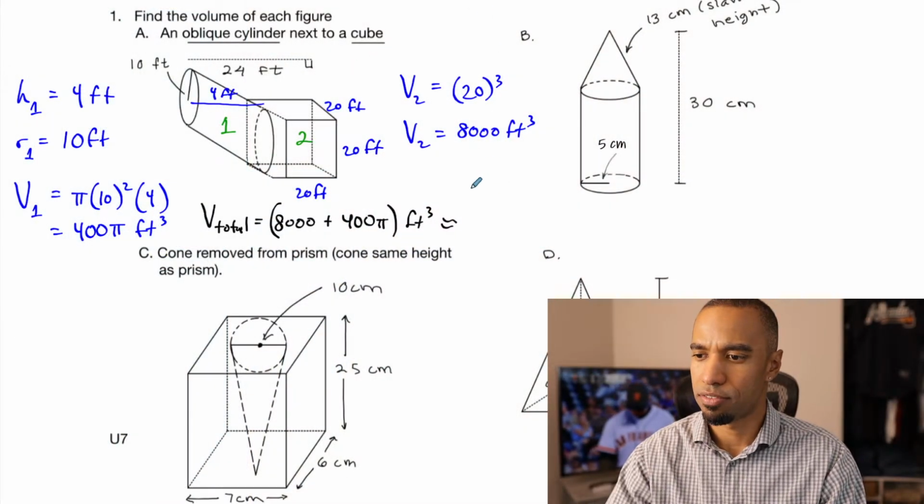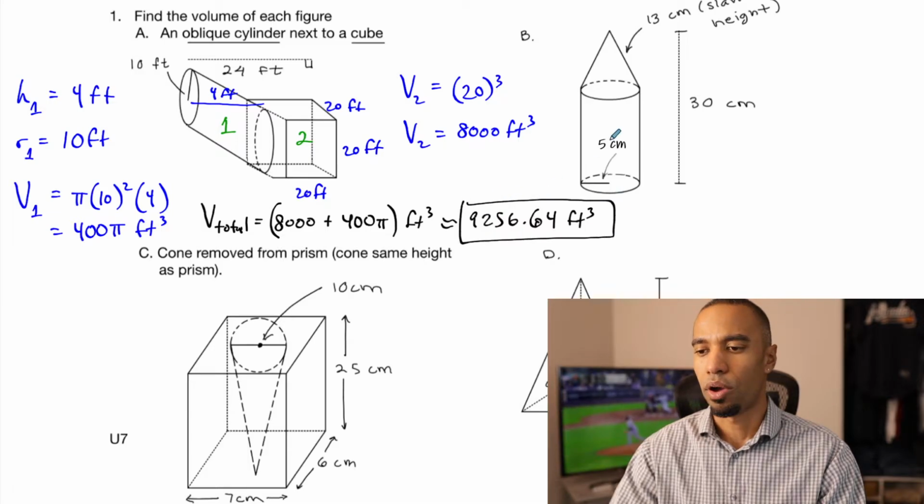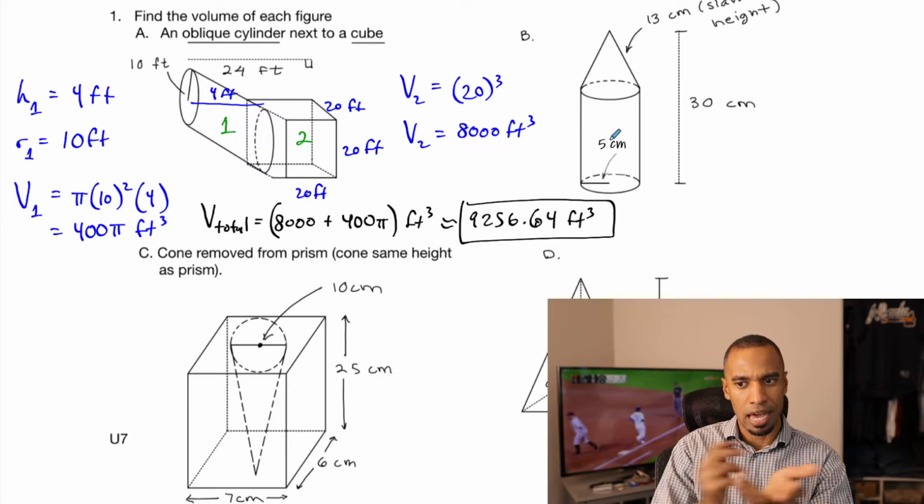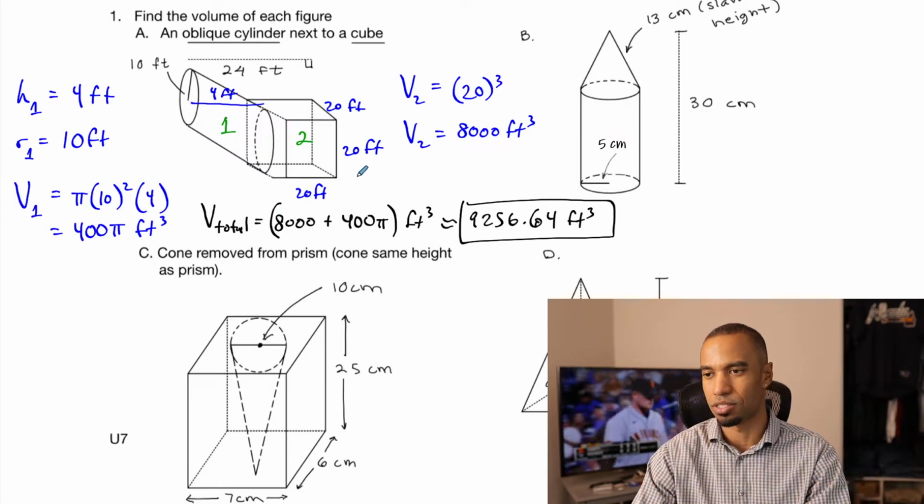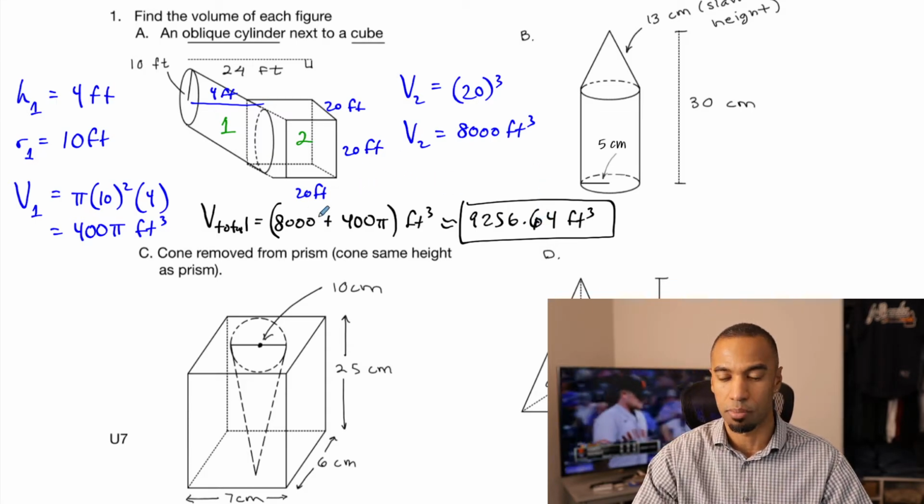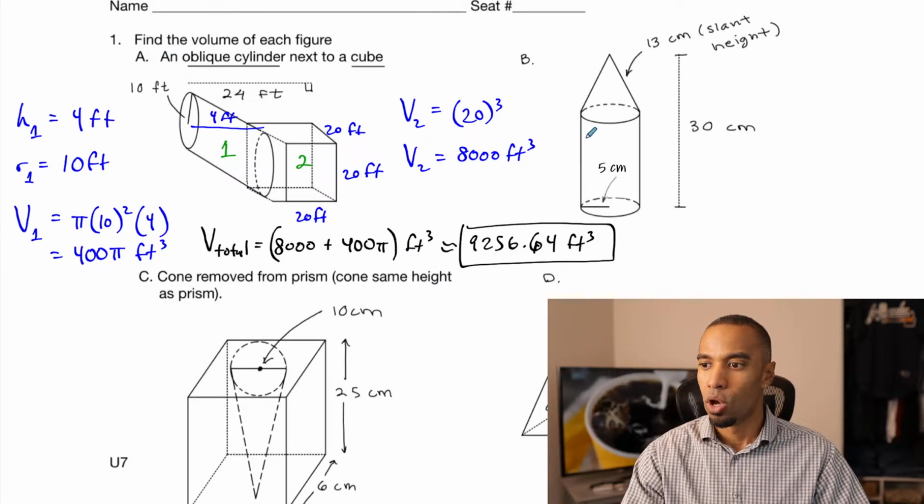So let me write it. Actually, you guys can watch it. 9256.64 cubic feet. There you are. Okay, so anyway, I didn't round early. I could have arguably rounded early on that one because this one was an integer and there was no multiplication, but it's just better not to when you don't need to, or especially if you need to answer something in terms of pi. Make sure you know how to. All right, that is 1A.